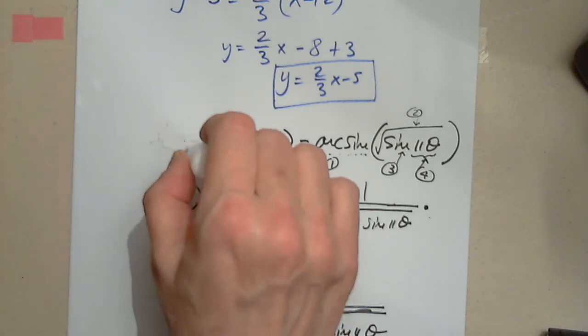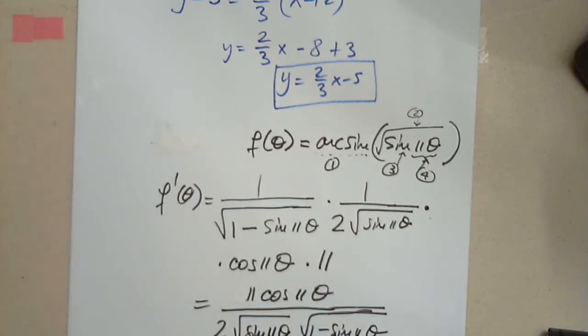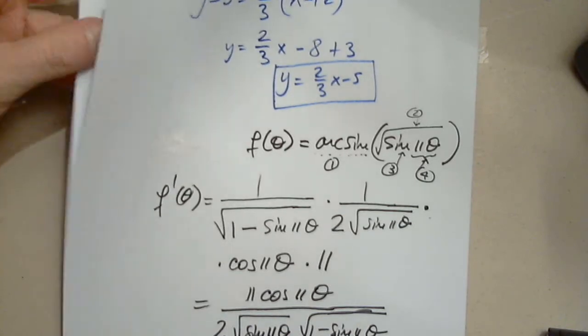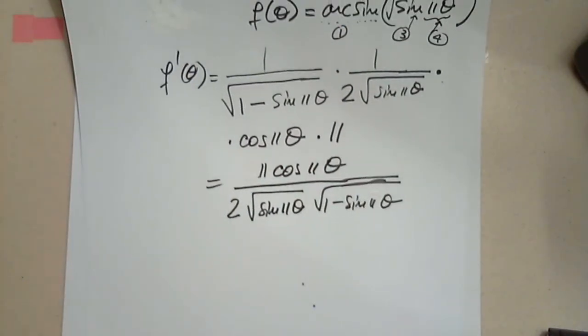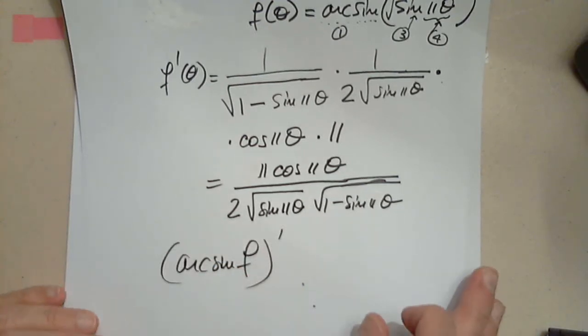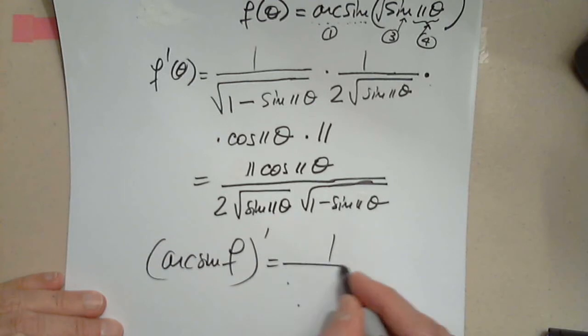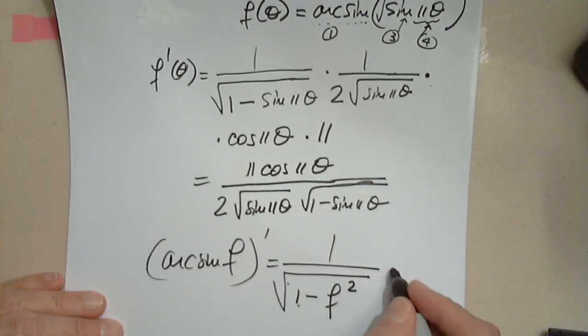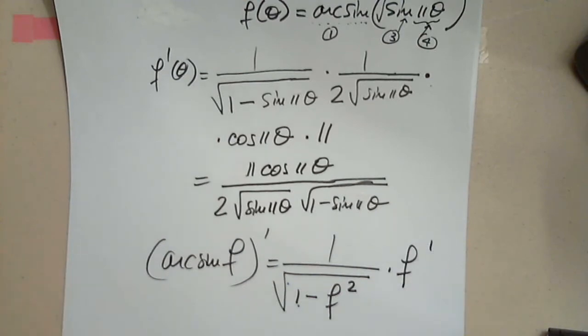I'm confused on the 1 minus sine part, on how you got that. Oh, yes. So remember when we differentiate arcsine of a function, the derivative is 1 over the square root of 1 minus the function squared, times the function prime. Thank you. It's fine.